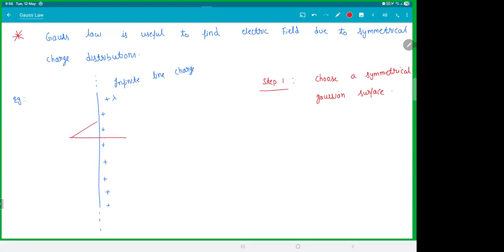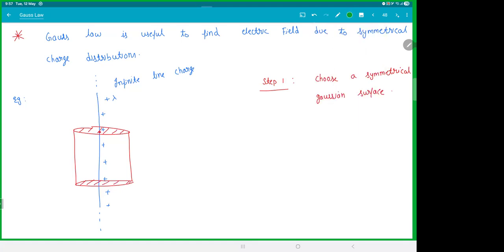Can I take a cube? Not exactly, because if the diagonal is longer, the sides are smaller. Again, this is not symmetrical. So if you think about it, you will notice a cylinder is the symmetrical shape, isn't it? For a line charge, with a cylinder, every point on the cylinder is equidistant. Are you sure with this? That is the first thing. So consider a closed surface. You have to close on the top, you have to close at the bottom.